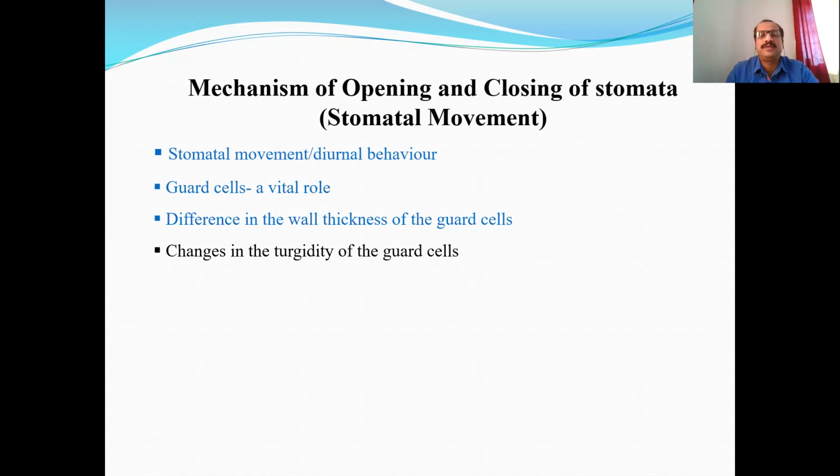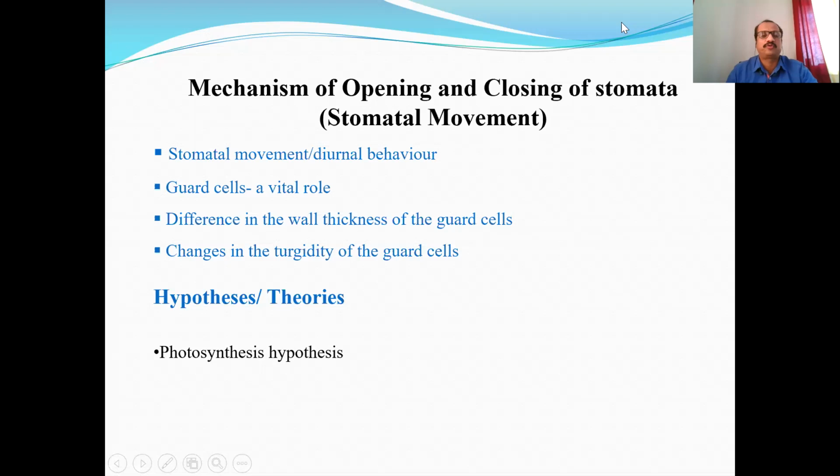So this difference in the wall thickness of guard cells also plays an important role in the process of opening and closing of stomata. And ultimately, that results in changes in the turgidity of guard cells. Now, how it happens, we are going to discuss later on in the next few slides. We are going to see that, and that is a very interesting mechanism of opening and closing of stomata. But at this moment, just try to understand that the difference in the wall thickness is important, and changes in the turgidity of guard cells is also an important factor regarding the mechanism of opening and closing of stomata.